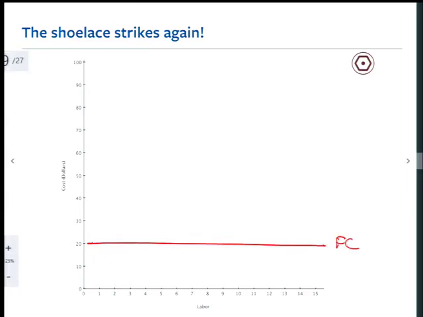Horizontal line at $20. Now I'm going to draw my total variable costs. Okay? My total variable costs are going to look something like this. Inverse U, and then regular U. Okay? So there's going to be a little inflection point right here.